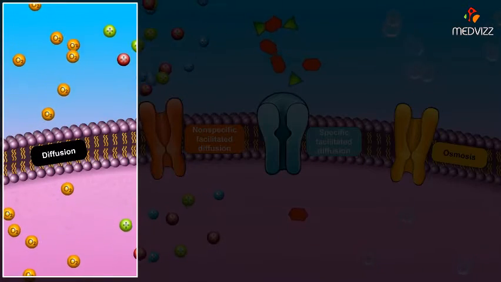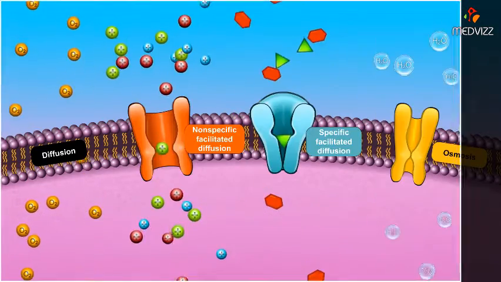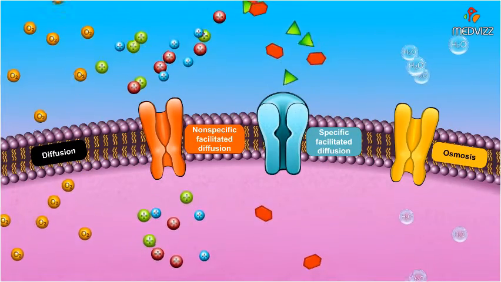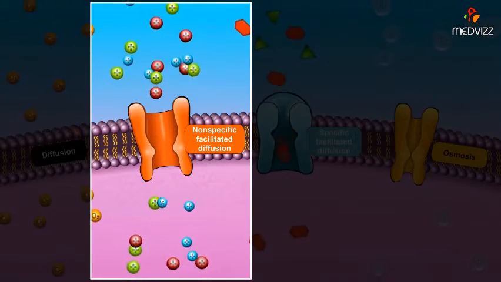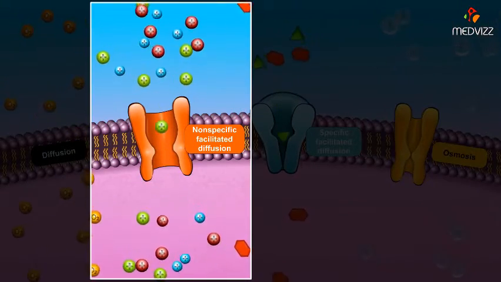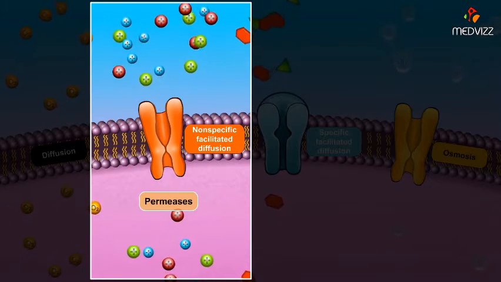Simple diffusion does not require special membrane proteins for movement of molecules. However, other types of diffusion do require such proteins for the transport of molecules. Nonspecific facilitated diffusion is passive transport allowed by transmembrane proteins called permeases.